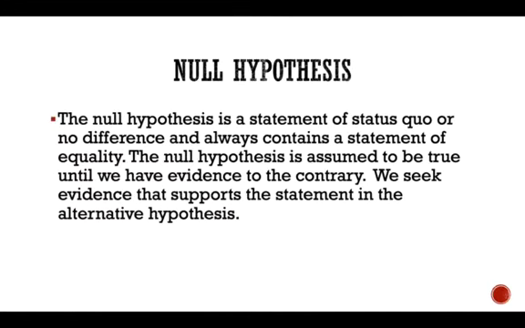The null hypothesis is, again, a statement of status quo or no difference. This always contains the equality. We assume that the null hypothesis is true unless we can show enough evidence to support that it's not. We seek evidence to support the statement in the alternative hypothesis. And again, why can't we simply determine the exact value? Because we're working with a sample data set. We're not working with the entire population.